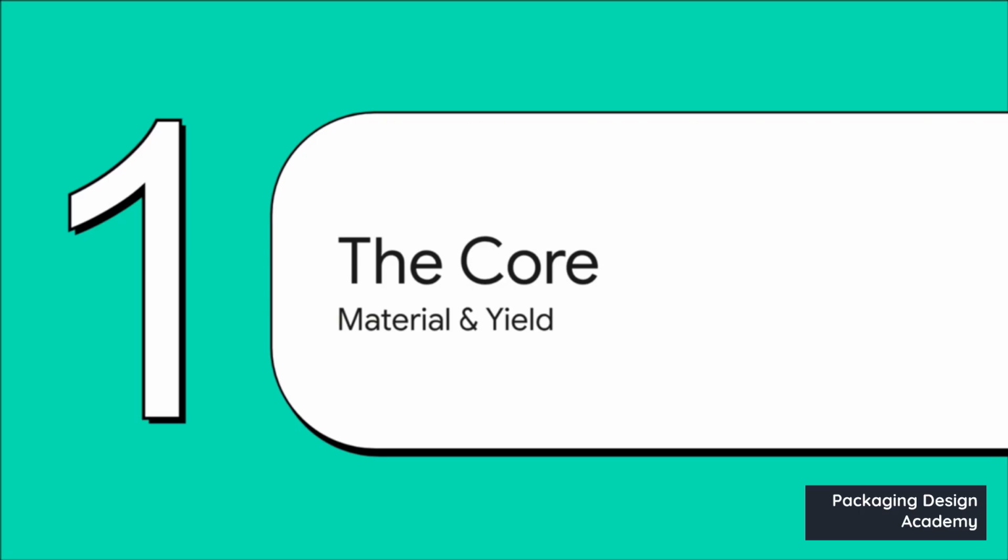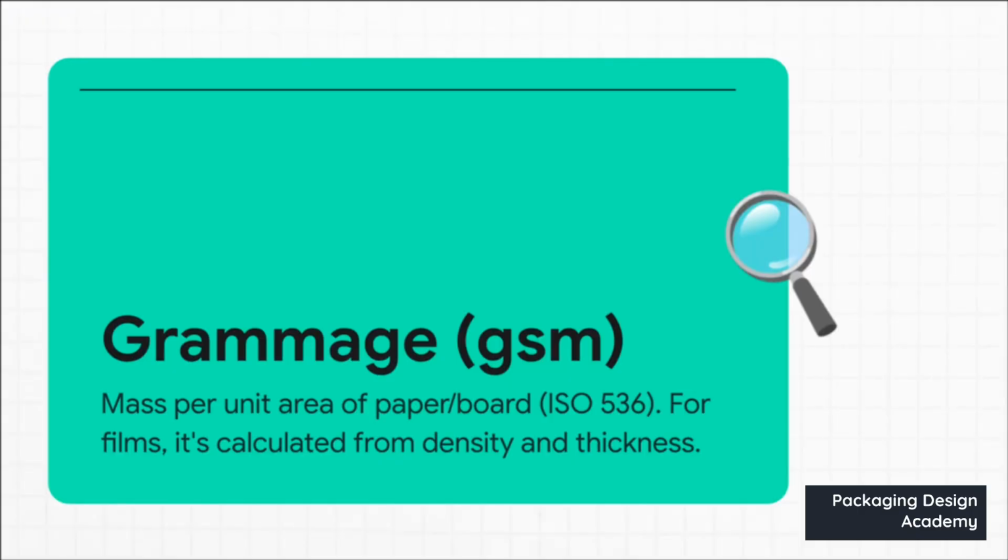We're starting at the bottom, the absolute foundation of our cost stack, the raw material itself. This is all about the physical stuff your packaging is made from and, crucially, how much of it you're actually getting for your money. So how do we even start to compare apples to apples when it comes to materials? Well, that's where grammage, or GSM, comes in. You can think of it as the universal language for material weight. It doesn't matter if it's paperboard or a plastic film, GSM gives us one standard way to talk about mass per area. And that is the real starting point for any cost calculation.